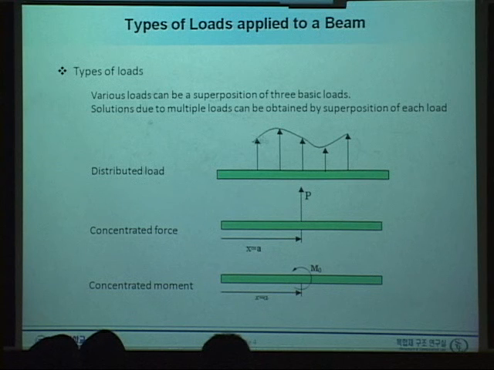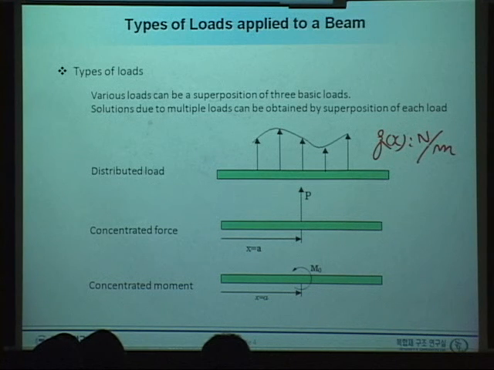Distributed, well, it doesn't have to be constant. It may vary like that. It may be a function of x. And so usually we use the symbol q, which can be a function of x, and the unit will be Newton per meter.